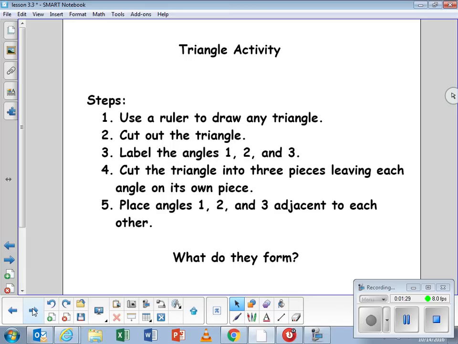Do we have to cut it out? Yep, you're going to have to cut it out. Well, it wouldn't have to be cut. It could be torn if you tear it carefully. But before you're doing cutting or tearing, make sure you label the angles. Okay, you do have to cut the triangle out, so you do need scissors.